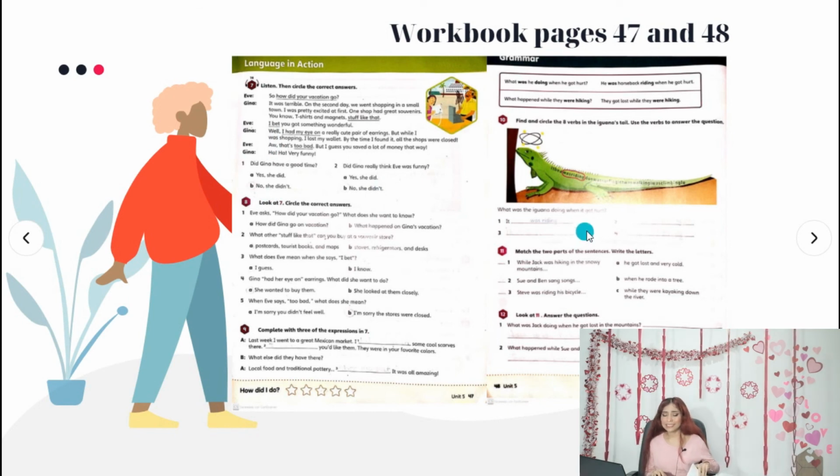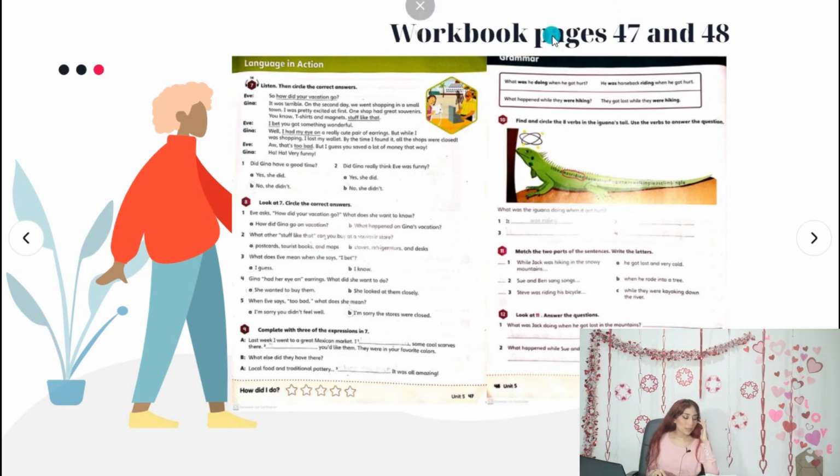And when we have this iguana, I don't really like iguanas at all. But so here we have the grammar examples. Please remember to always pay attention to these charts because they are always explaining what you are going to do. Now, the first one says, what was he doing when he got hurt? And it says, he was horseback riding when he got hurt. Okay, this is what we just reviewed at the beginning of the class.